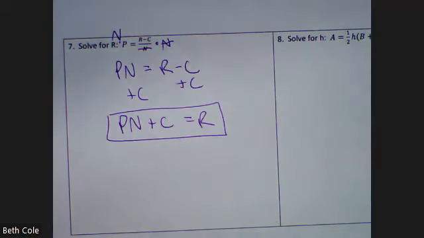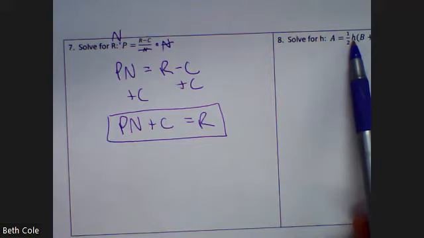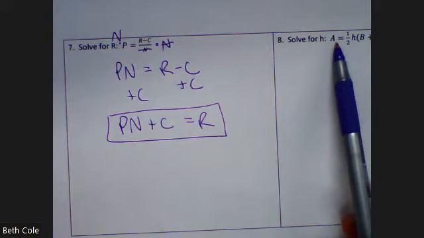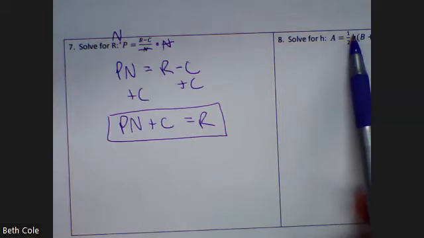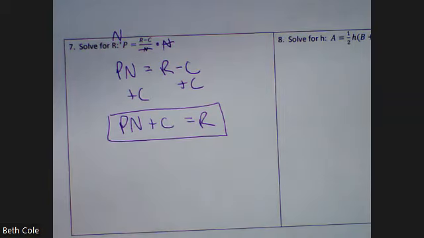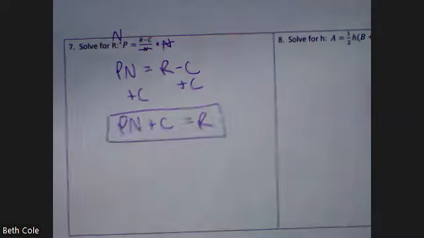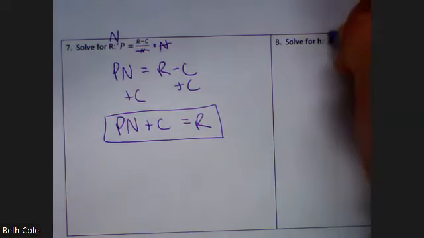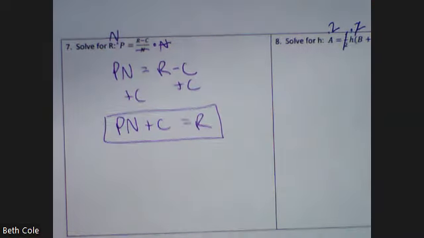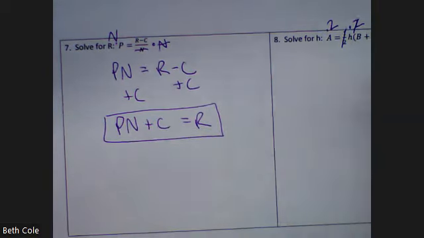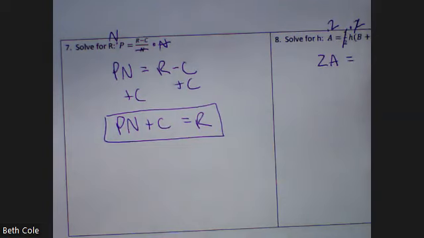Well, let's see. We want H by itself. Okay, there's a fraction. How would you cancel out this fraction? Times 2. Good. We're going to multiply both sides by 2. Good job. See, you were like, I don't know how to do this. And then you got the first step right. So 2a equals H times B plus C.